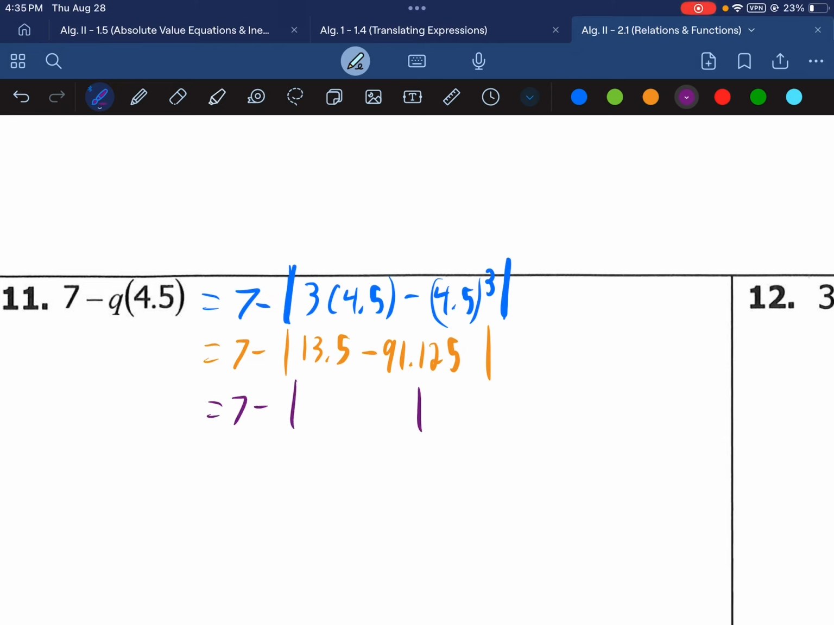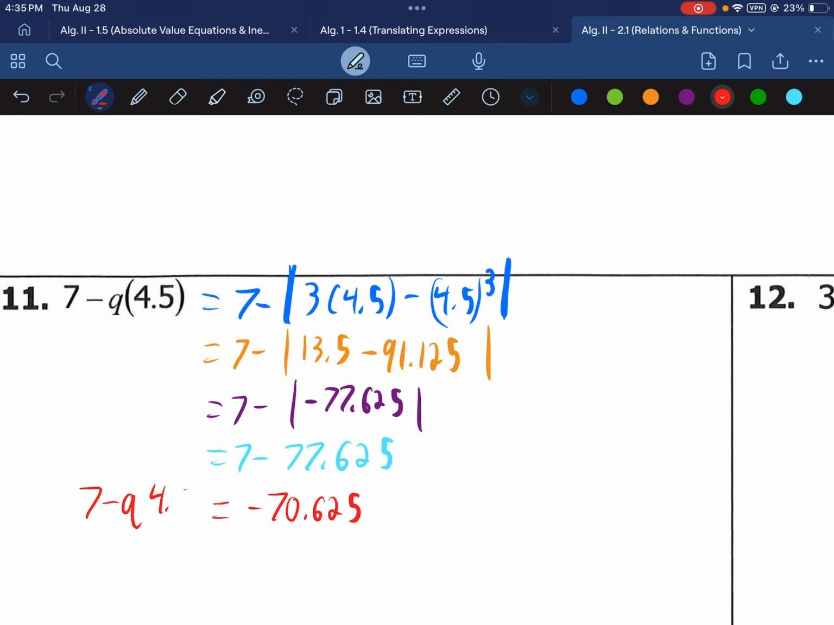So 7 minus the absolute value of these, as they subtract, it becomes negative 77.625. That is 7 minus 77.625 because this becomes positive, but the other negative outside remains. And as we combine these, we end up getting negative 70.625 as a result. So 7 minus q of 4.5 equals that number.